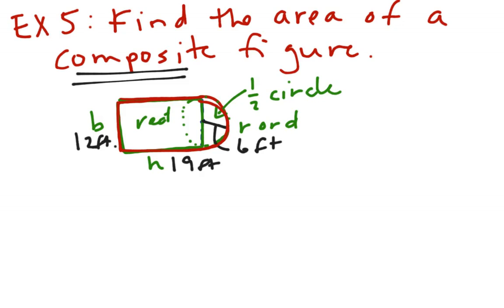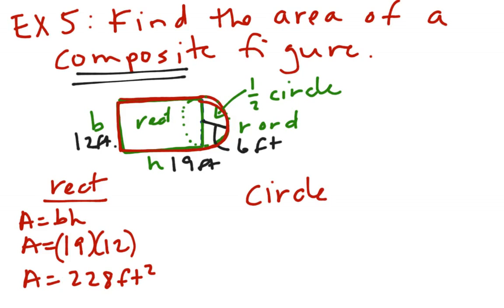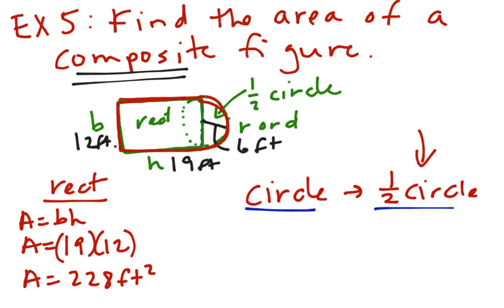So I'm going to calculate the 2 shapes. The area of a rectangle is base times height. In my case, I've got 19 times 12. If you do that math, 19 times 12 is 228 feet. Then I'm going to calculate the circle, and then I'm going to turn it into a half circle. Let's do that in 2 steps. Some people might forget to do this step because they're so excited they got the circle. I wrote it here just to remind myself that I need to do 2 things.